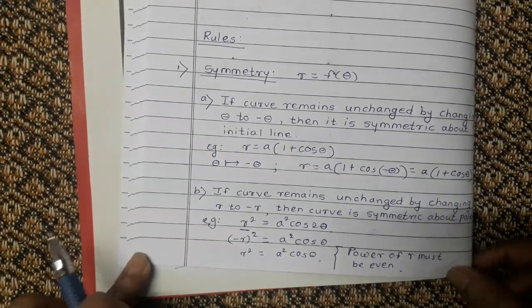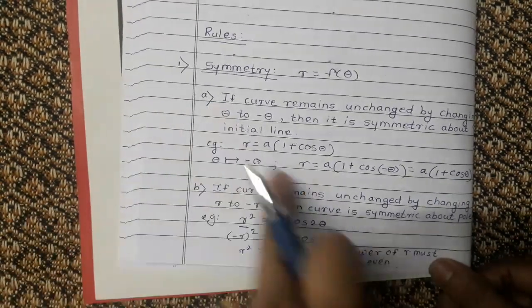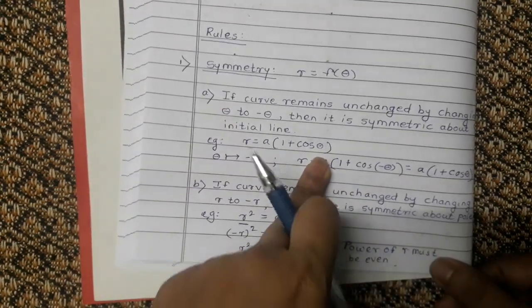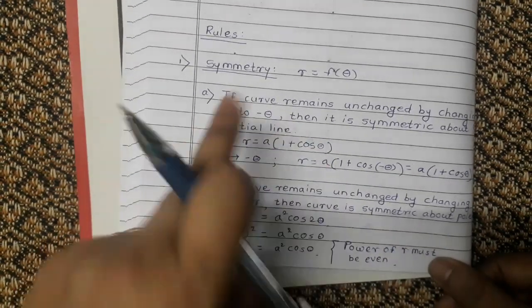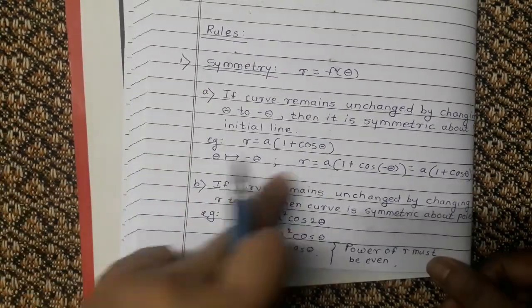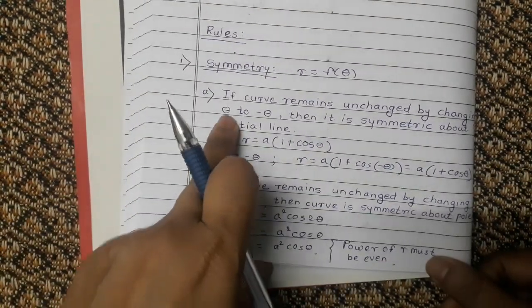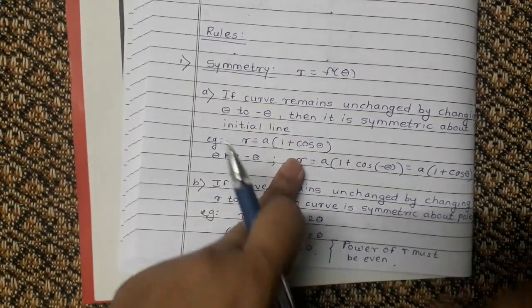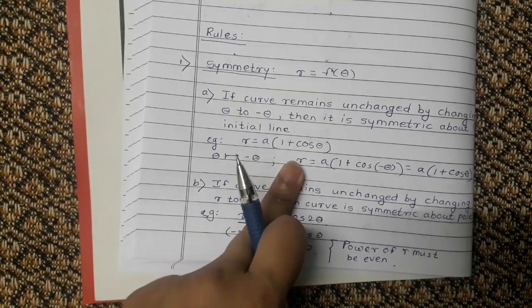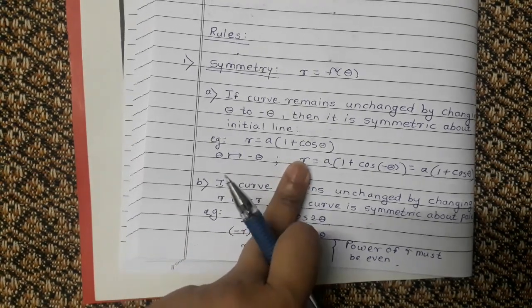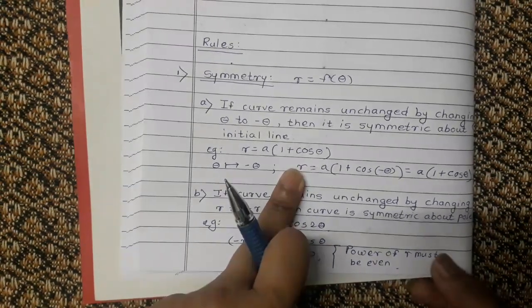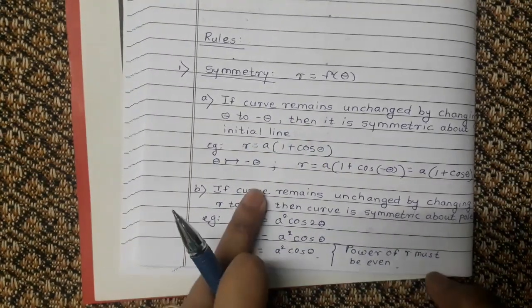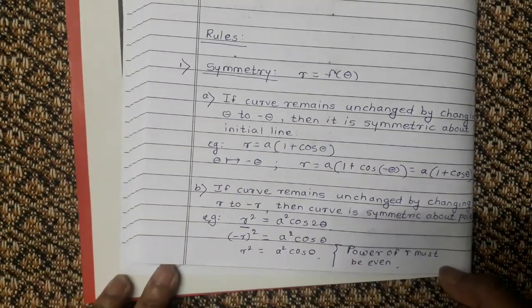Correct? And similarly in the first case also, when the equation contains only cos theta, not sin theta along with that, when you replace theta by minus theta, it is always going to remain the same as it is if it involves only cos theta, not sin theta, right? This also you can just note here.